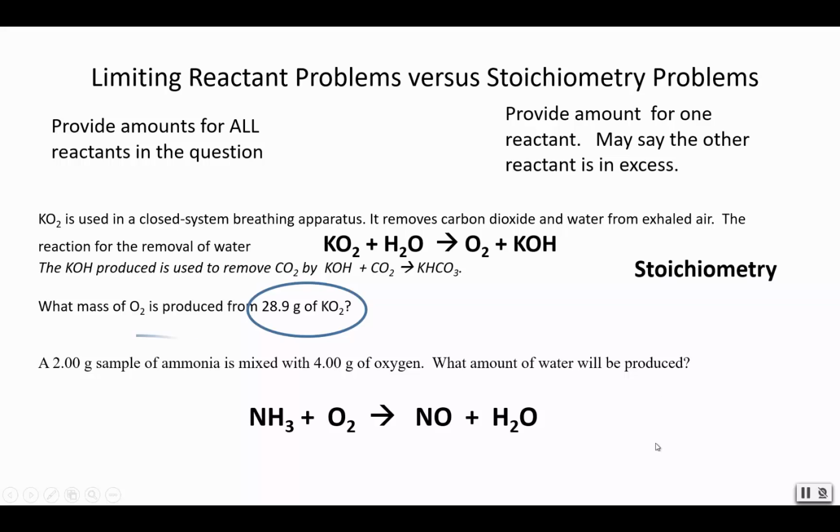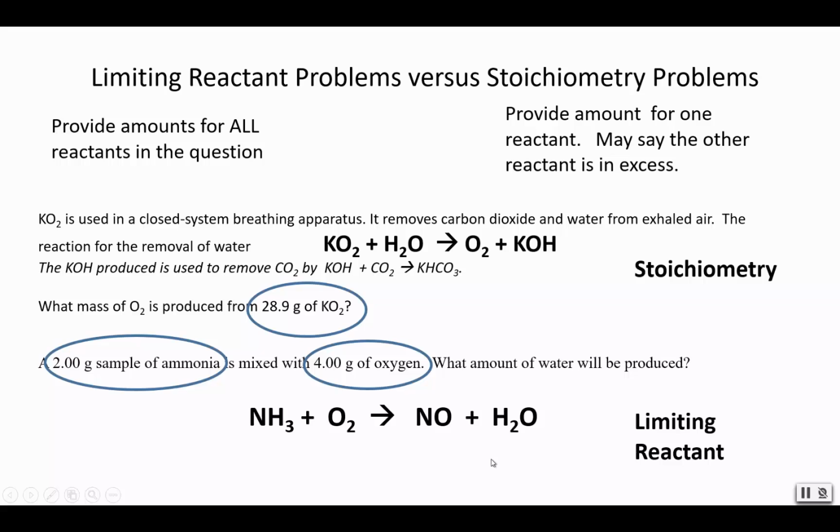If you take a look down here, though, I was given that I have 2 grams of ammonia, and it's mixed with 4 grams of oxygen. I have been given all the amounts of the reactants, so this is a limiting reactant problem. They actually can be solved in the same way.